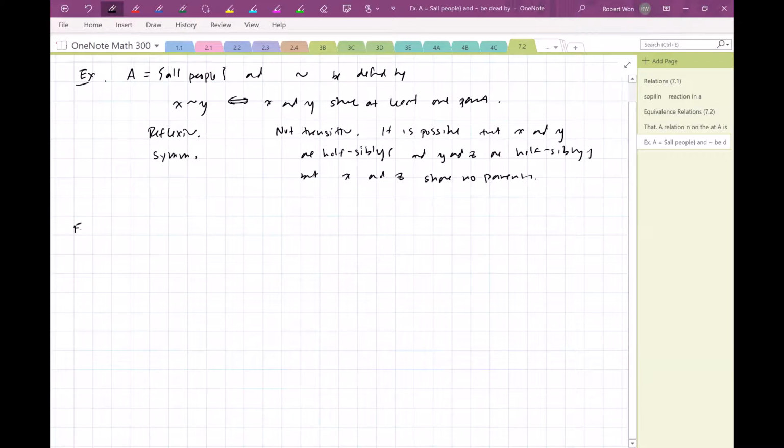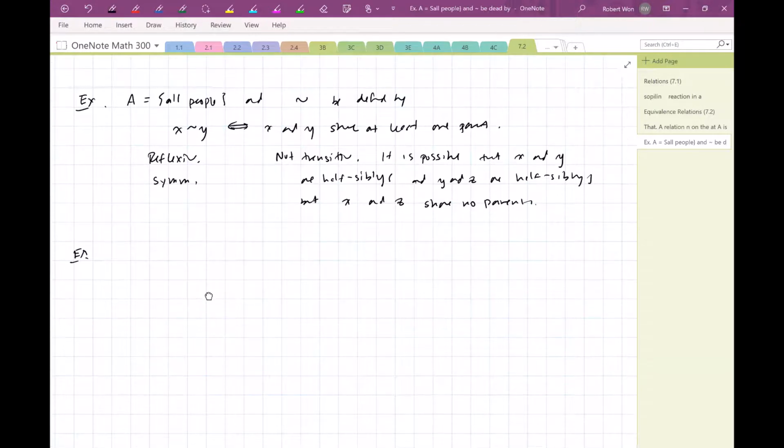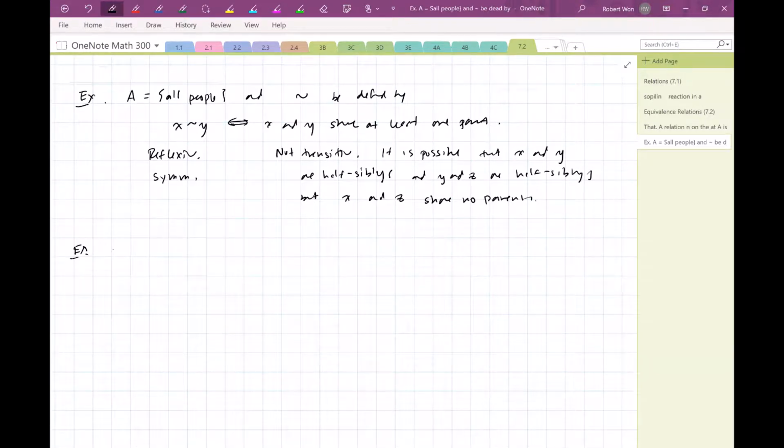Okay, but now let me get back to some more familiar mathematical examples. Let's talk about a relation that we've talked about already. So let's recall that congruence modulo n is a relation on Z. We discussed this last time.